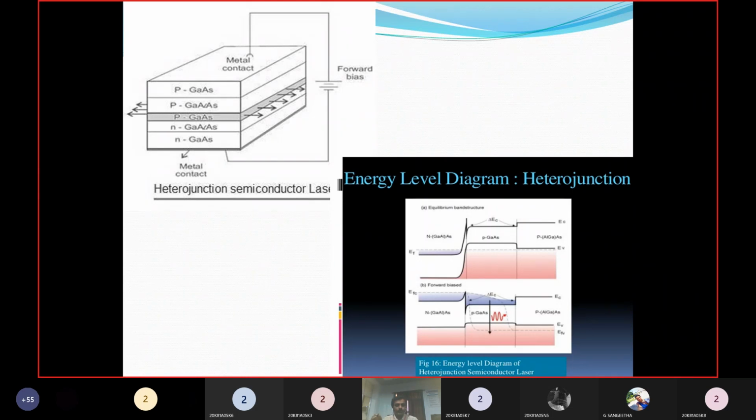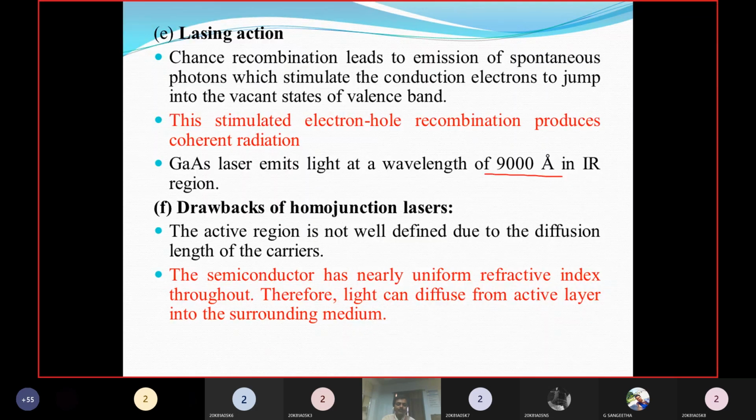So the laser does not spread throughout the material. The active region is configured only to a particular region, and because of that reason there is no loss of laser. So this is the heterojunction laser working. The remaining processes, the pumping mechanism and lasing action, are all the same.